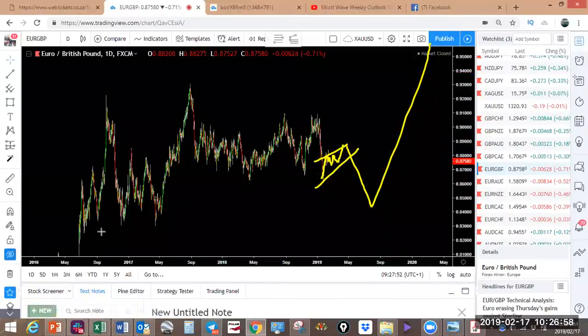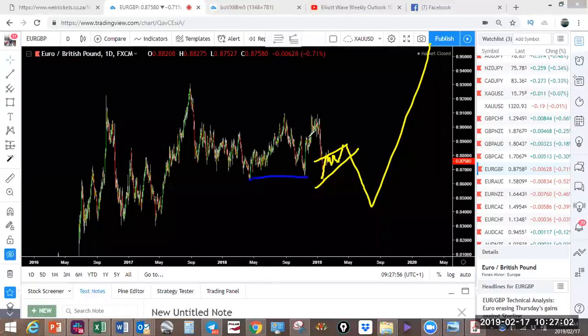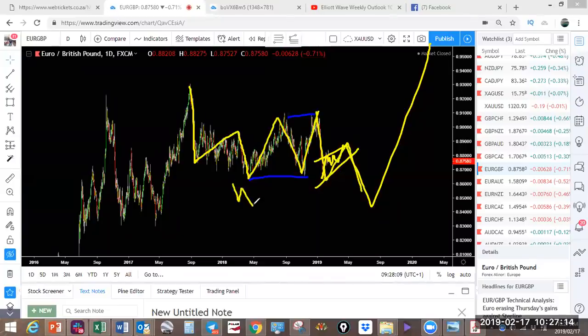What difference does this make now? This now becomes a regular flat here. You have a 1 running flat there, 2, 3. You also have a 1, 2, 3. You also have a 1, 2, 3. This becomes a simple WXY structure. So we are looking to see what's going to happen with this corrective structure.